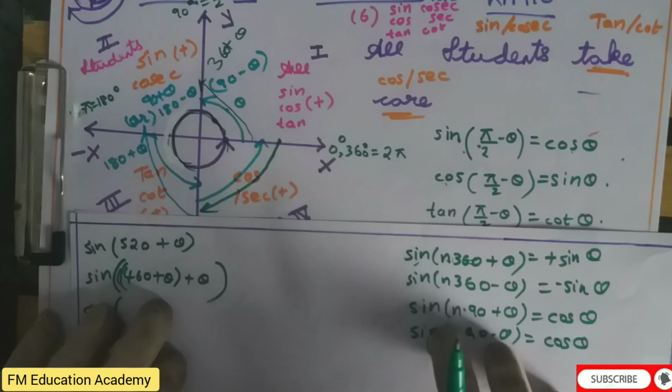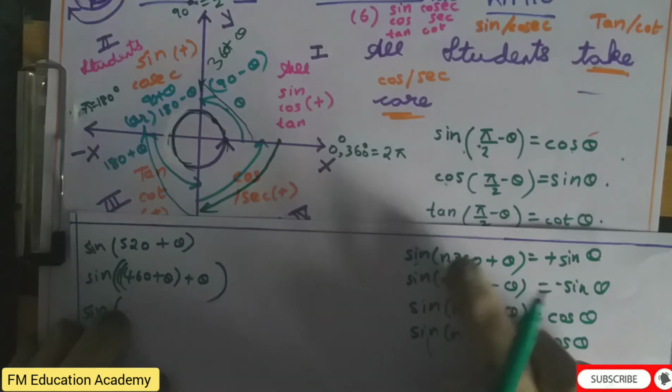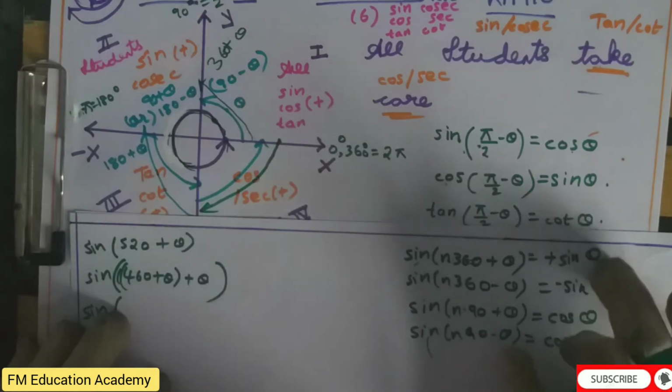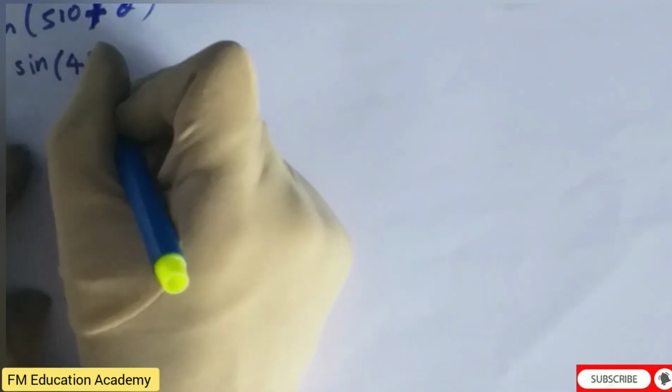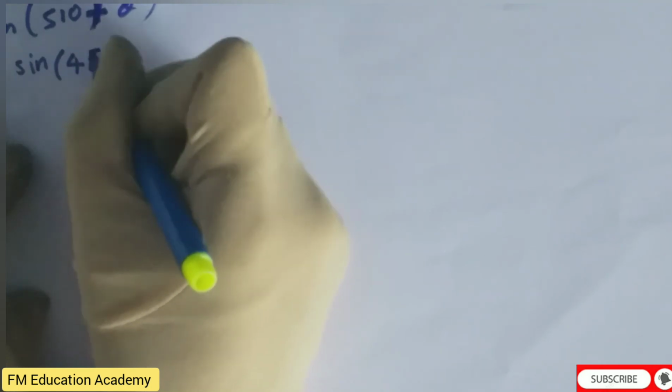In exercises, you will have this. You will understand when you see this. N into 360 plus theta is theta only. Okay, I'll give you an example for this, sine n into 360 plus theta. See, suppose you are having sine 510. How to write this sine 510? You can write this as sine of 510 plus theta, suppose you are having. So you are writing 510 as 450 plus 60.